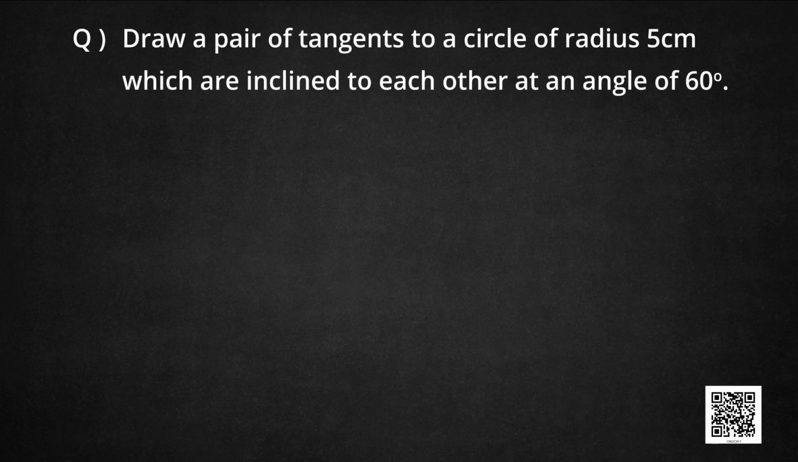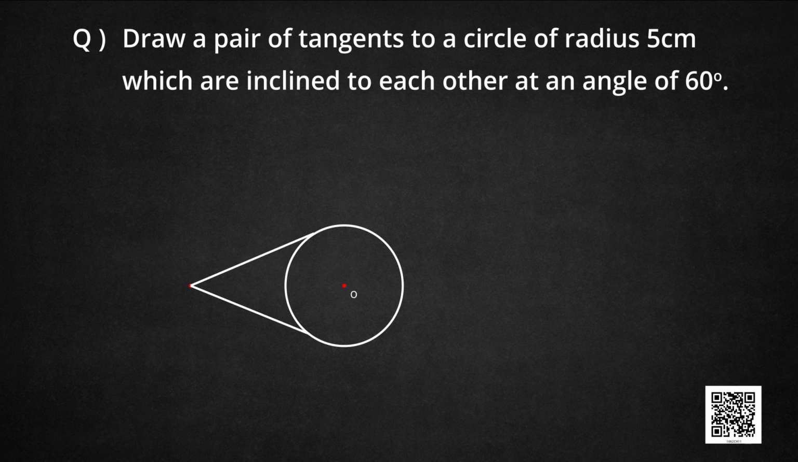Now let us do another question. Draw a pair of tangents to a circle of radius 5 cm which are inclined to each other at an angle of 60 degree. Now let us first draw a rough sketch. We are going to have a circle like this, and we are going to draw two tangents to the circle from a point such that the inclination or the angle between two tangents is 60 degree.